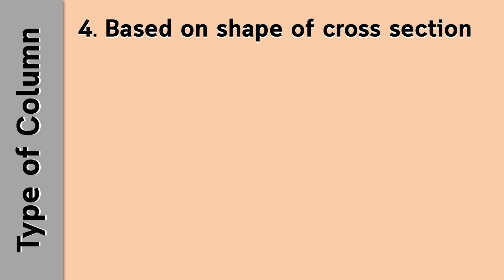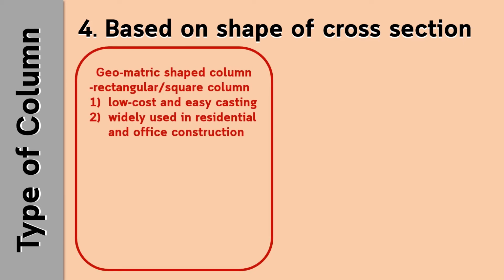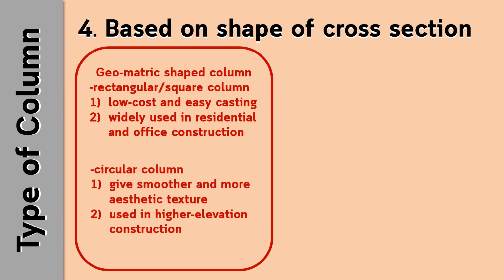And the fourth category is based on shape of cross-section. The first one is the geometric shape column, which can be divided into rectangular or square columns and circular columns. Rectangular and square columns have low cost and easy casting, so they are widely used in residential and office construction. But a circular column gives a smoother and more aesthetic texture, so this type of column is used in higher elevation construction.